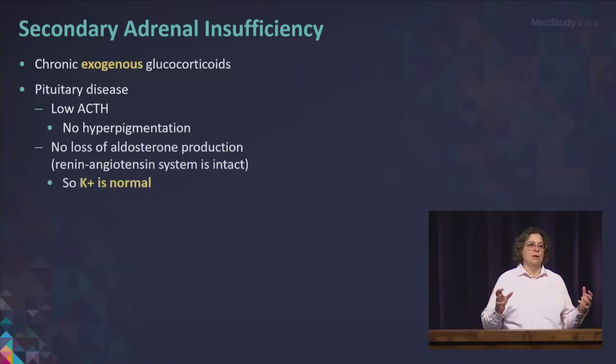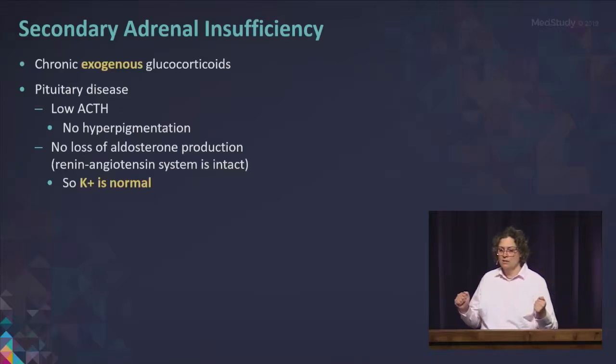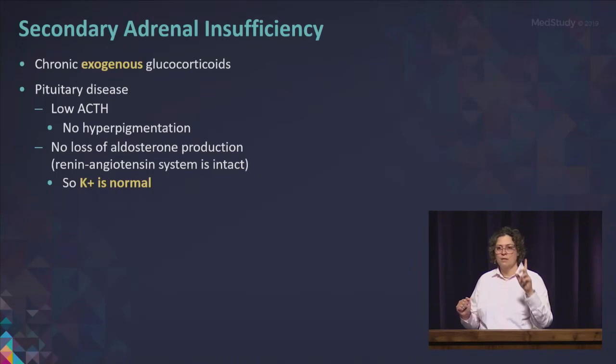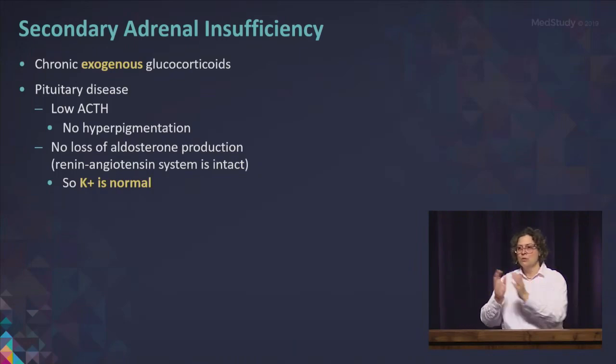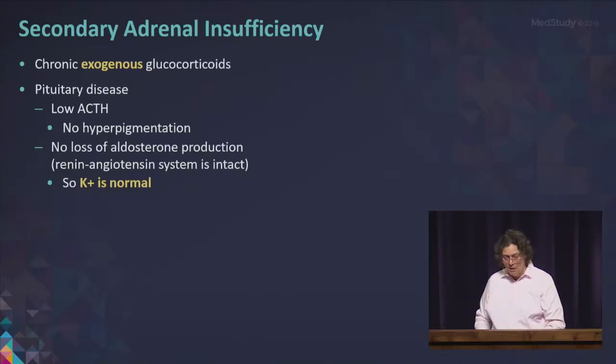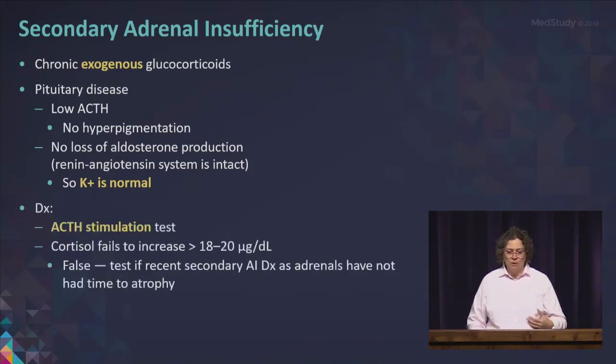Because if you recall, I had told you that aldosterone is more tightly regulated by the renin system, you do not lose aldosterone production. So even though you don't have ACTH manipulating it a little bit, you still have your renin system intact, which will drive your aldosterone production when needed. So generally, potassium is normal. And again, how we want to diagnose this is an ACTH stimulation test.